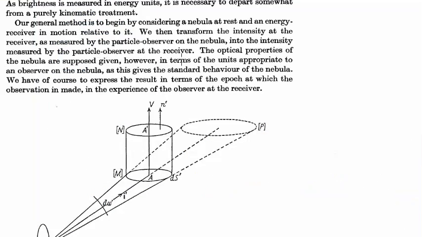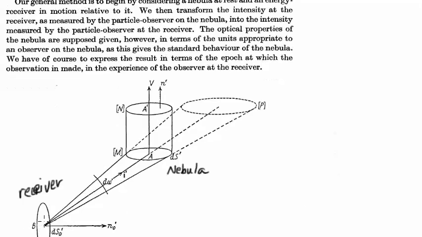Our general method is to begin by considering a nebula at rest and an energy receiver in motion relative to it. So this is the location of the receiver, and this is the distant nebula, and the light here, he's got it pictured as just an angle measured in radians, but this is actually supposed to represent a solid angle, d omega prime.